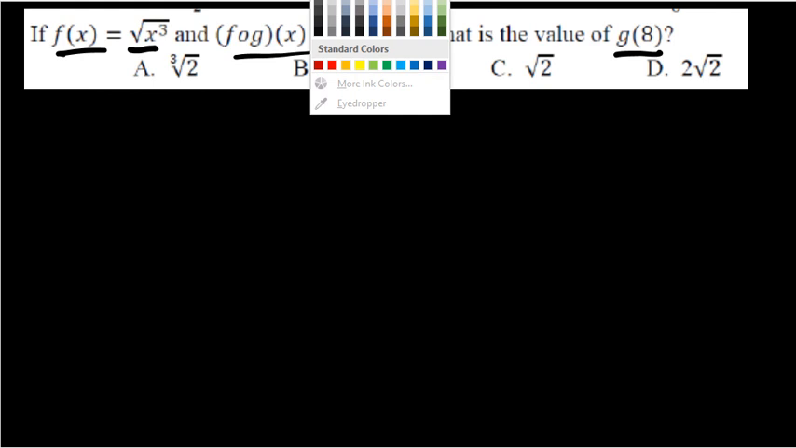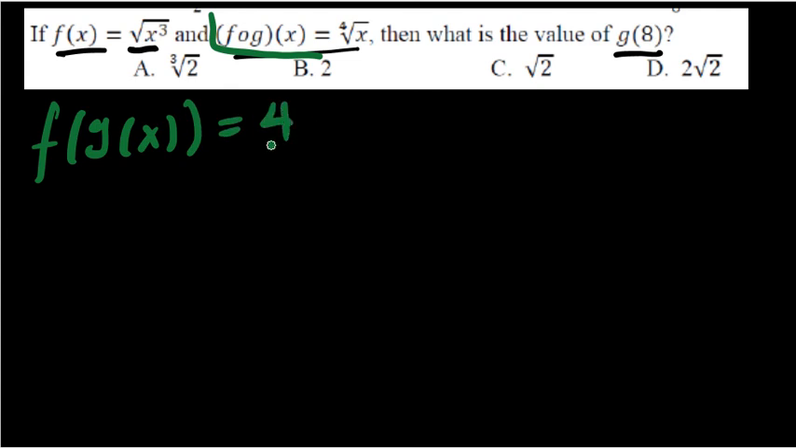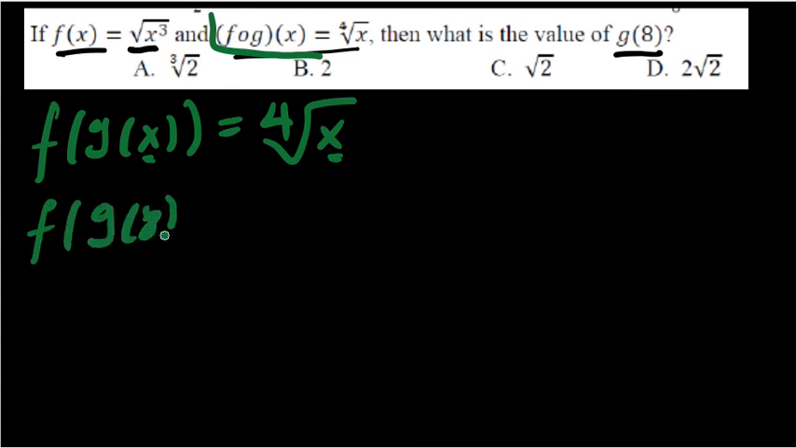Okay, so what we can do here, first of all, let's take this whole expression, f of g of x. This f of g of x is given to you as 4th root of x. So we need g of 8, so we can replace x with 8, and here also it will be 8. So f of g of 8 is equal to 4th root of 8.